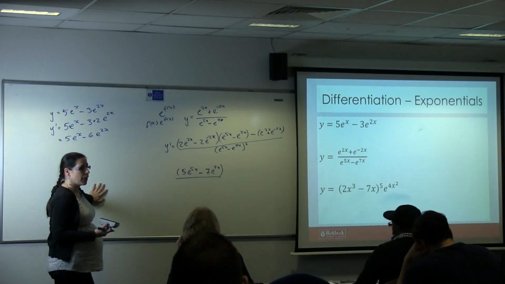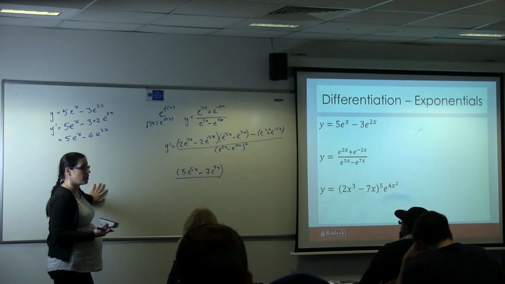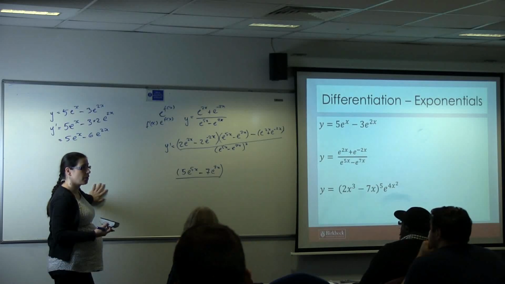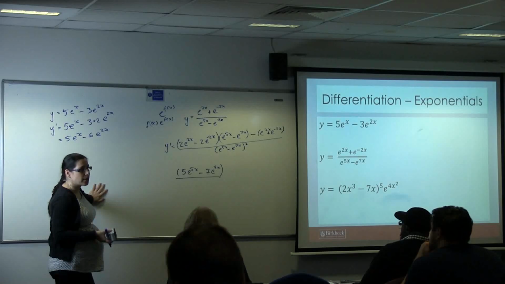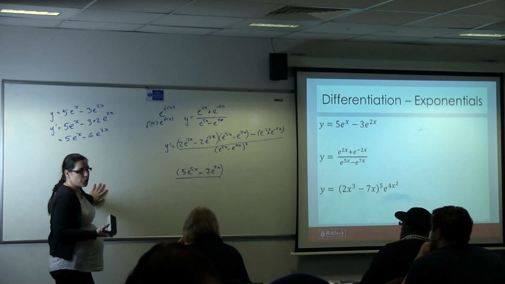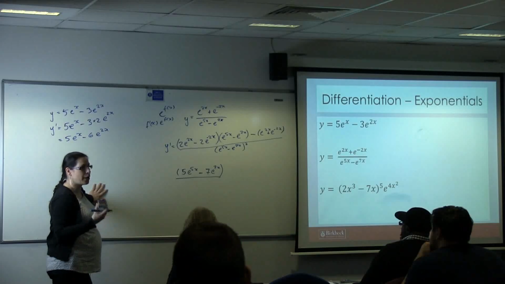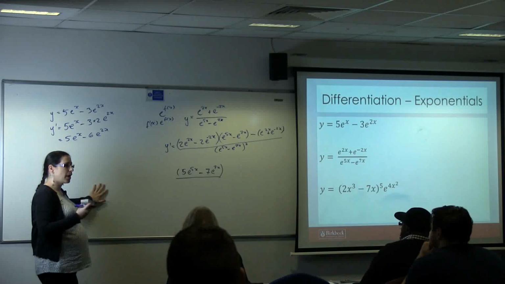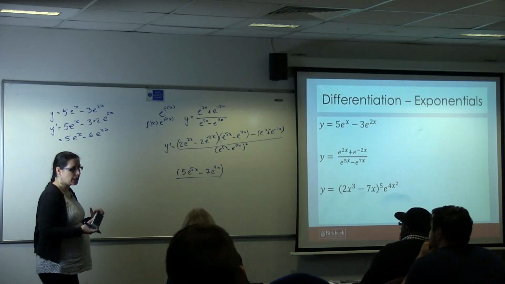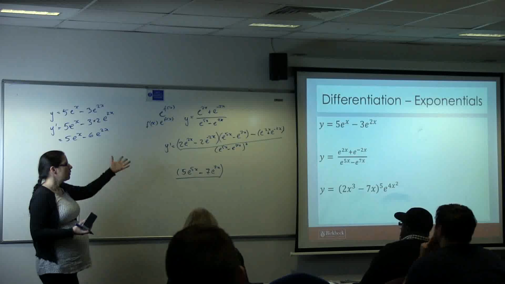And that is the difficulty of differentiating exponential functions, because they just mushroom out into extremely complex functions as soon as you've got more than just simply e to the x. e to the x is special. It doesn't matter how many times you differentiate it, it's going to stay e to the x. But as soon as it becomes a function of something rather than just x, that's what happens.